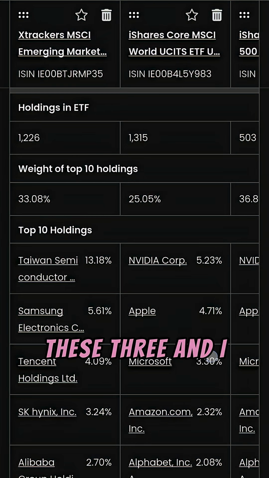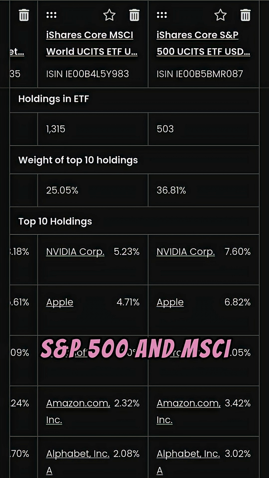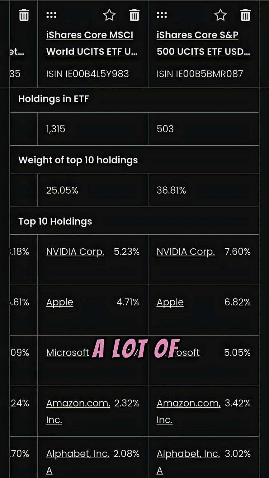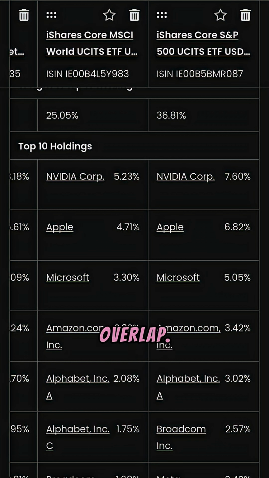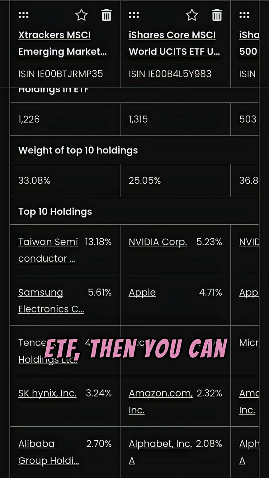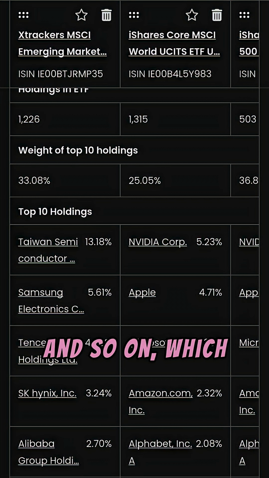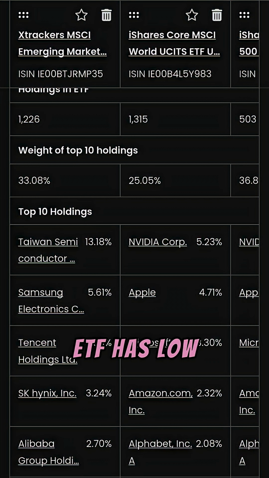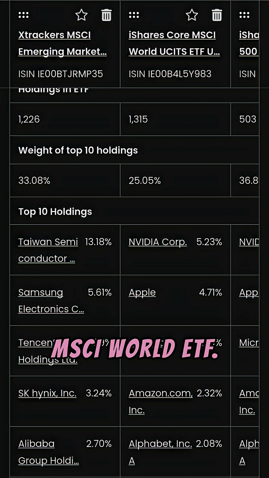So if I compare these three and I go down to see the holdings, I can see that the S&P 500 and MSCI World ETFs share a lot of holdings. They both have Nvidia, Apple, Microsoft, Amazon, Alphabet, and so on, which means that they have a high overlap. But if we compare them to the emerging markets ETF, then you can see that we have some new companies in here, like Taiwan Semiconductors, Samsung, Tencent, and so on, which means that this ETF has low overlap with the S&P 500 or the MSCI World ETF.